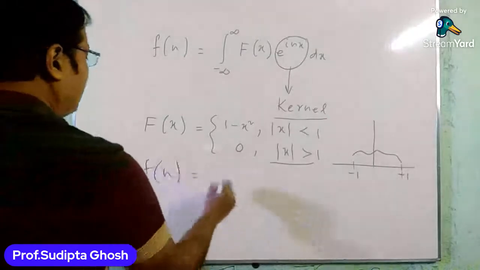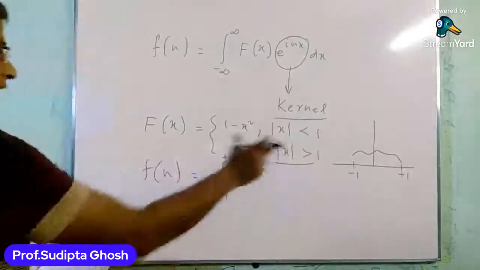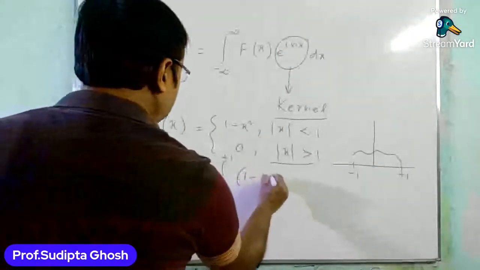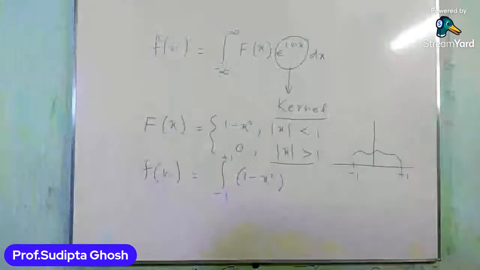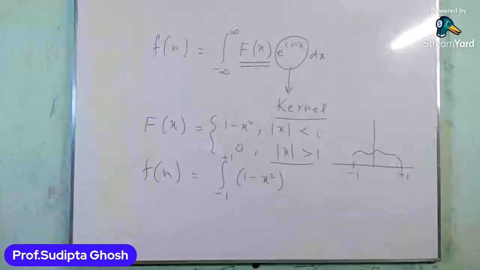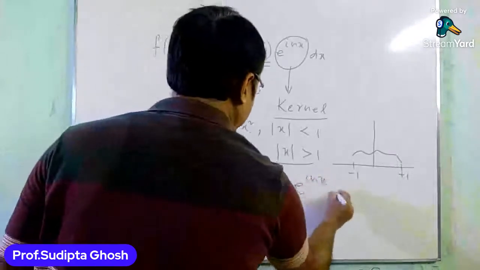n equals the integral from minus 1 to plus 1. So that is the range in which the function is defined as 1 minus x square. The value of the function is 1 minus x square. So this is f(x), and then e to the power i n x dx.